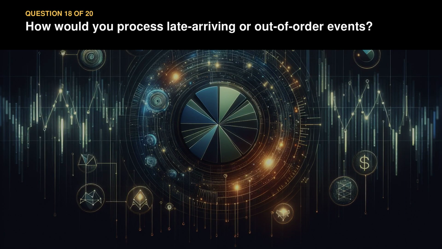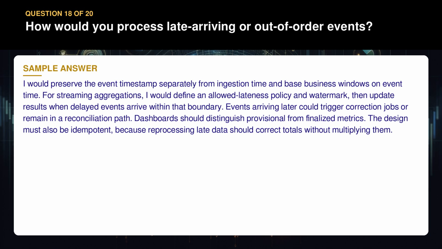Question 18. How would you process late arriving or out-of-order events? I would preserve the event timestamp separately from ingestion time and base business windows on event time. For streaming aggregations, I would define an allowed lateness policy and watermark, then update results when delayed events arrive within that boundary. Events arriving later could trigger correction jobs or remain in a reconciliation path. Dashboards should distinguish provisional from finalized metrics. The design must also be idempotent, because reprocessing late data should correct totals without multiplying them.